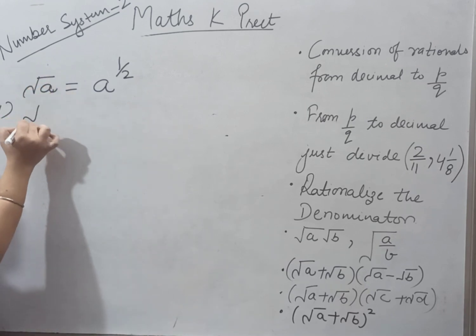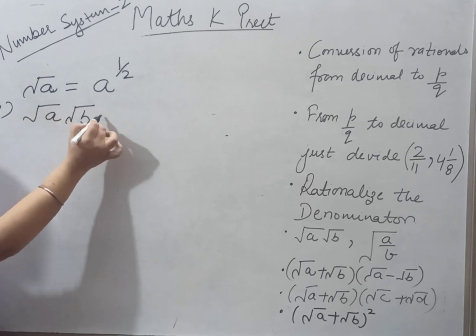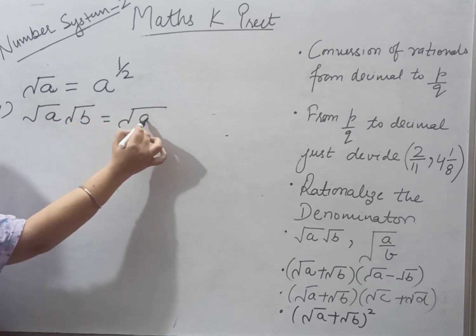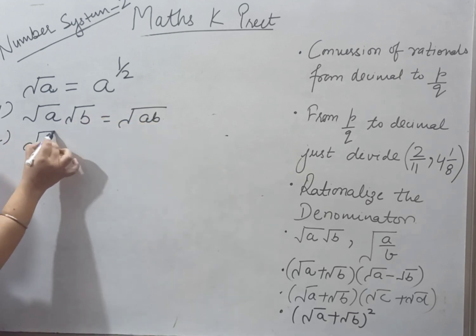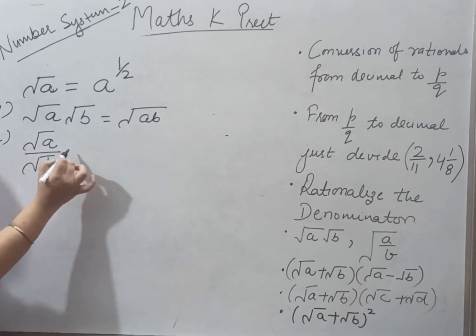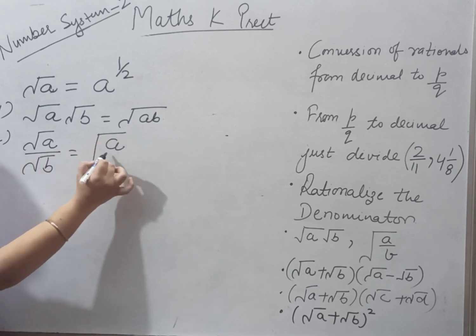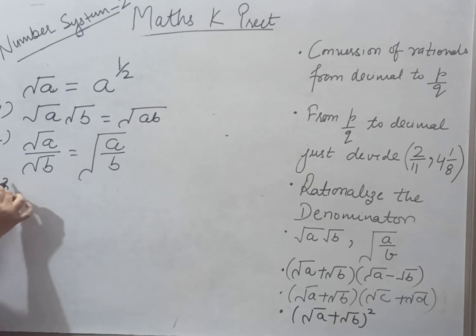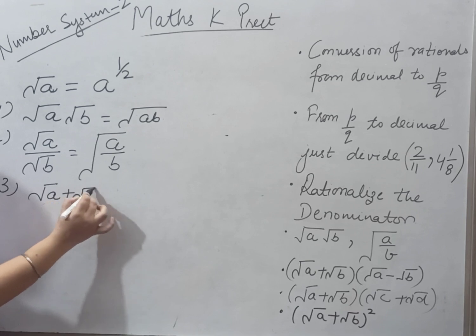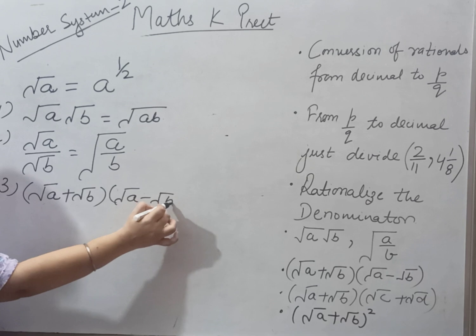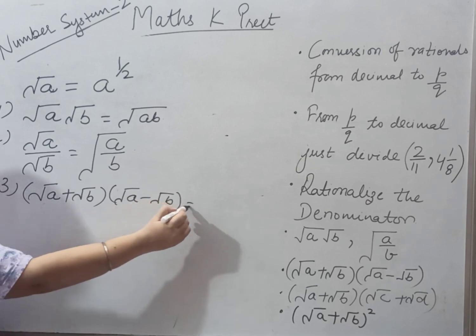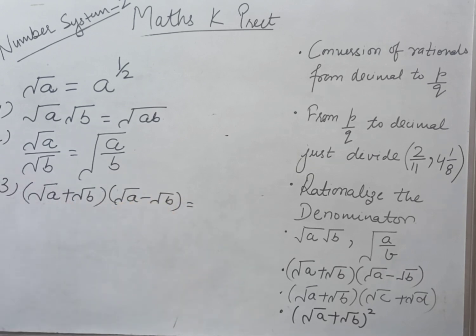So first is, if I have root a and root b, we can take root over the multiplication of ab. Second is, if I have root a divided by root b, we will take a single root and divide a by b. Third is, if I have root a plus root b and root a minus root b, this is what we know: a plus b and a minus b gives a square minus b square.